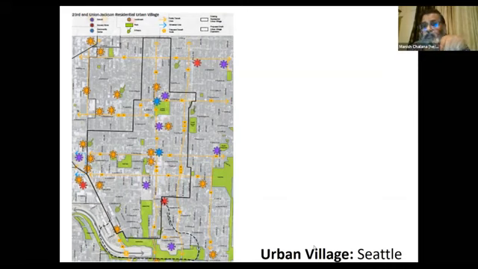So for students in the audience, if you want to look at how Seattle is doing it, their entire urban village plan is available online. And if you can't find it, I can link you to that. You can see various ways in which the city is addressing urban villages. And it's very different from the Asian context, as you know.